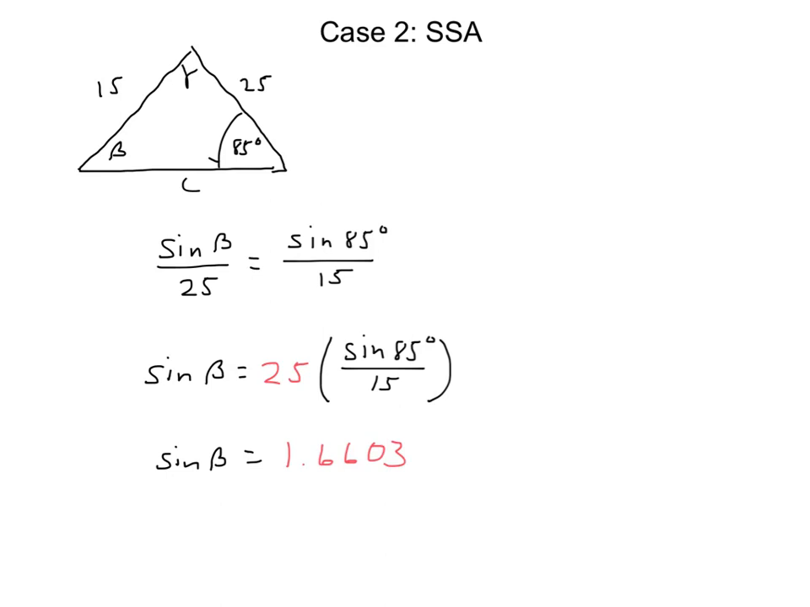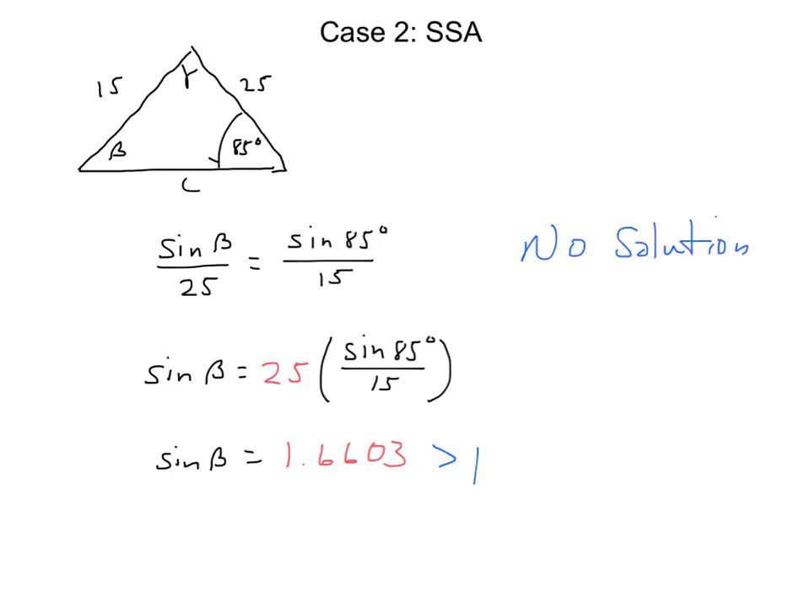Right away, thinking back to what we talked about in the previous sections, we know sine always takes a value from -1 to 1. Well, this value here is too big. That value is greater than 1, so the sine of beta cannot be 1.6603. In this situation, this is one of the cases of that case 2, the ambiguous case, where we have no solution.